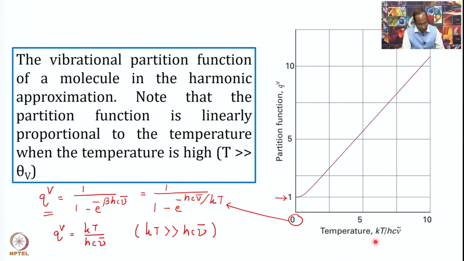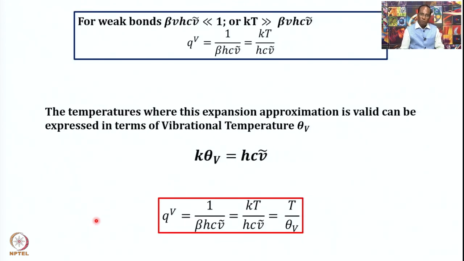But then again, bringing back the same issue: at what temperature or under what conditions of temperature can we use this approximation? For that, it is a good idea to introduce a temperature which is called the characteristic vibrational temperature. How to introduce the characteristic vibrational temperature? We had QV equal to kT over hc nu bar. You can mathematically show whatever I am going to discuss now.